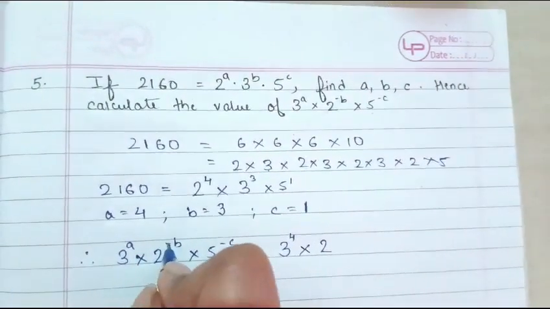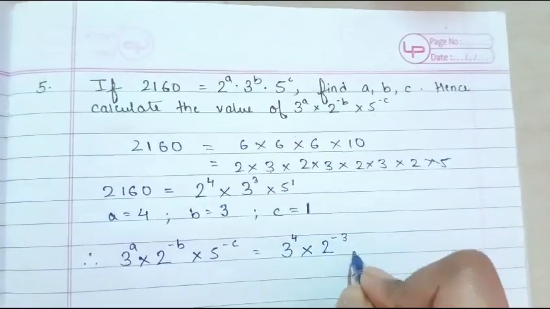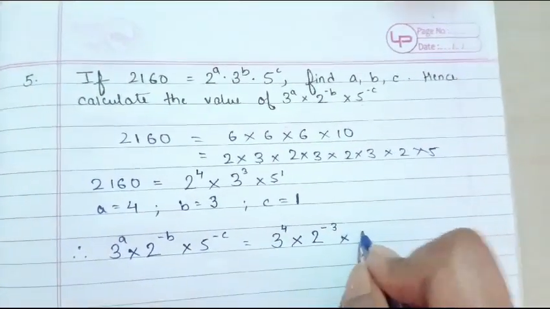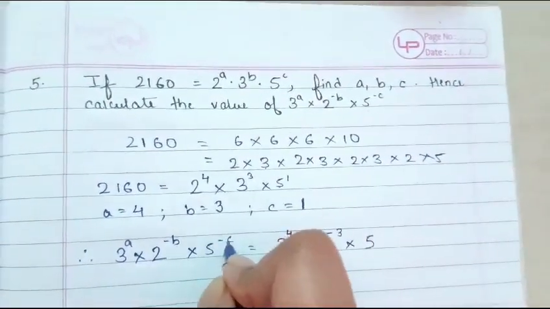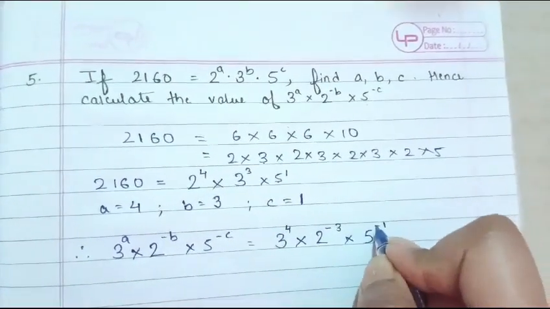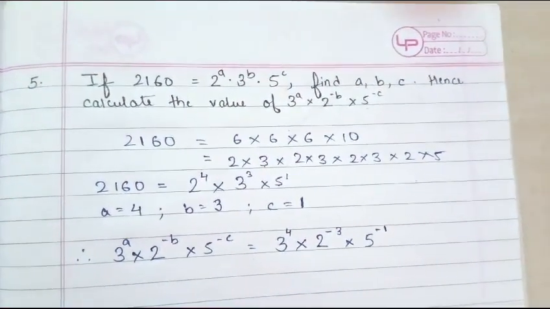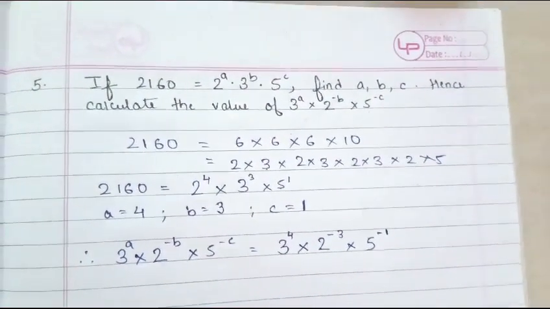Then 2 raised to the power minus b. What is the value of b? 3. So you will write minus 3 over here. Then 5 raised to power minus c. What is the value of c? The value of c is 1. So you write minus 1 over here. Now you solve this. Okay.